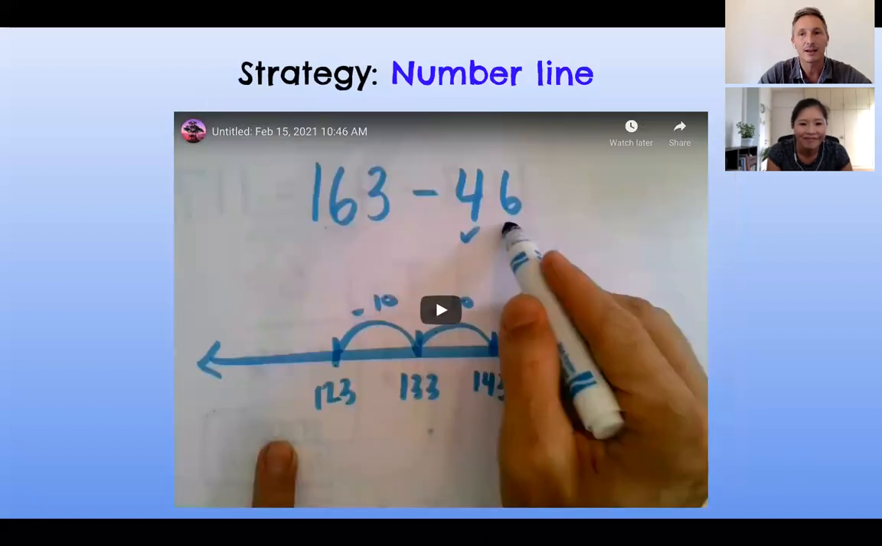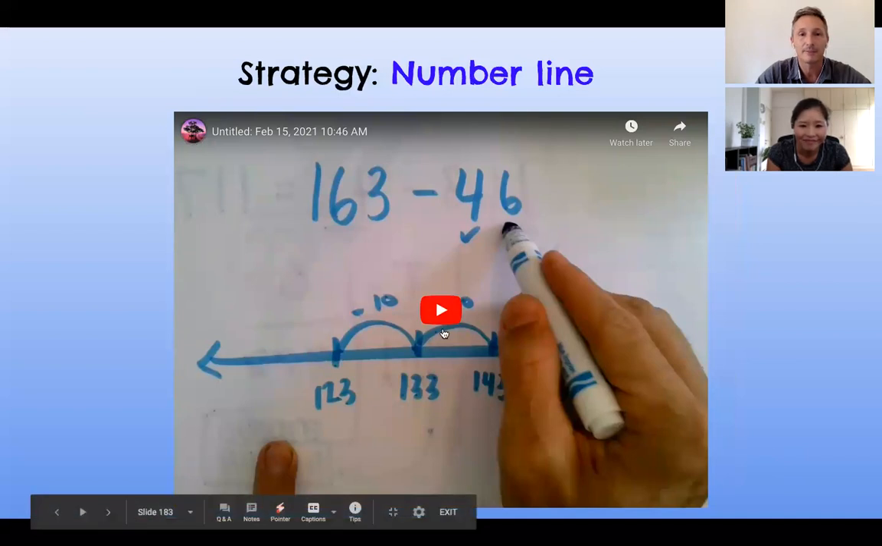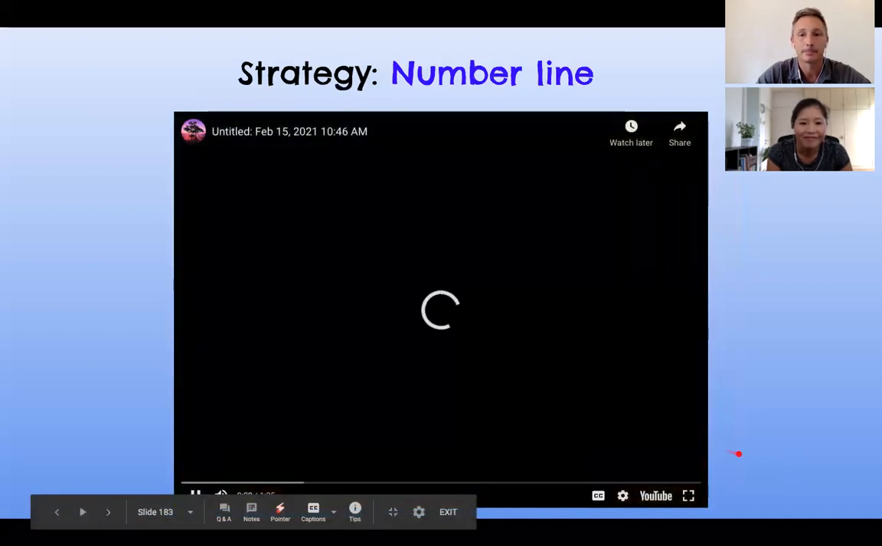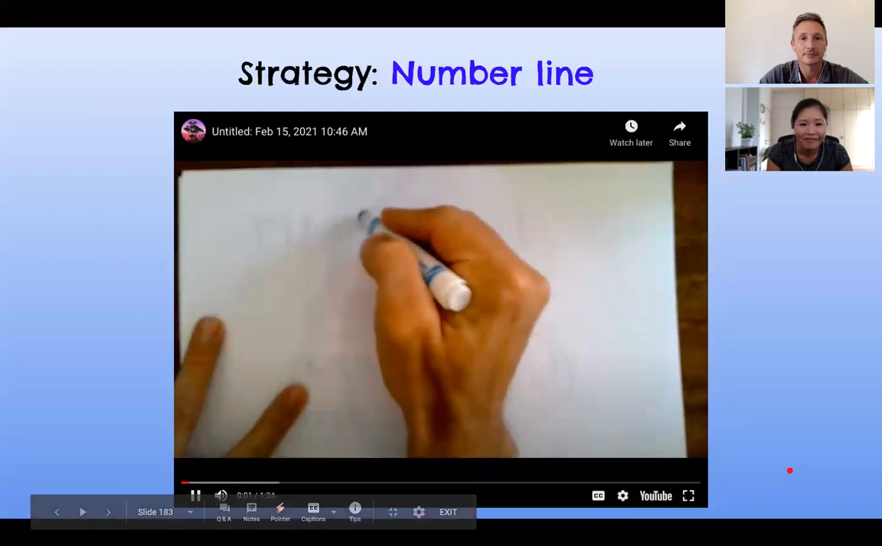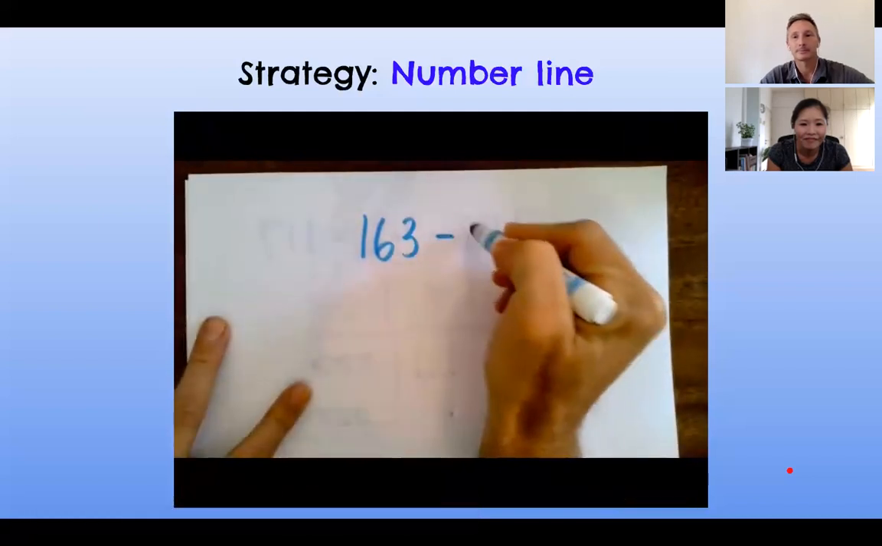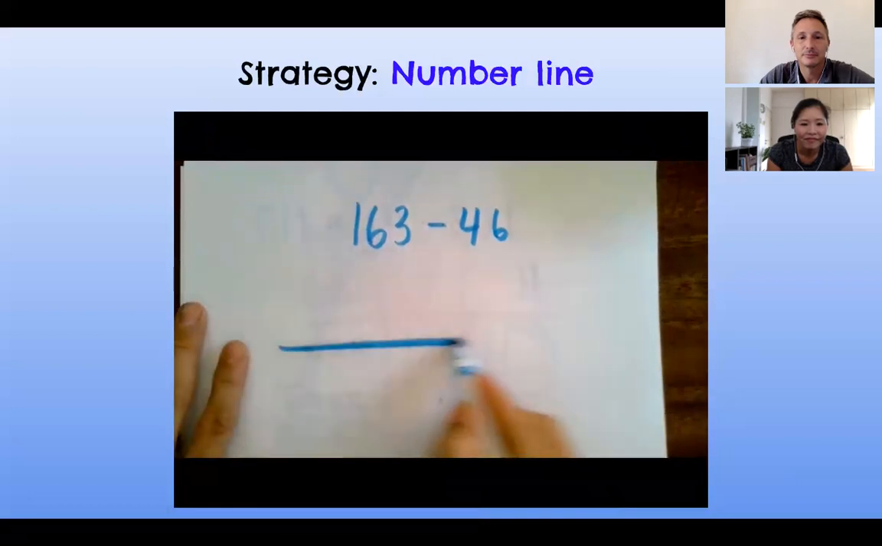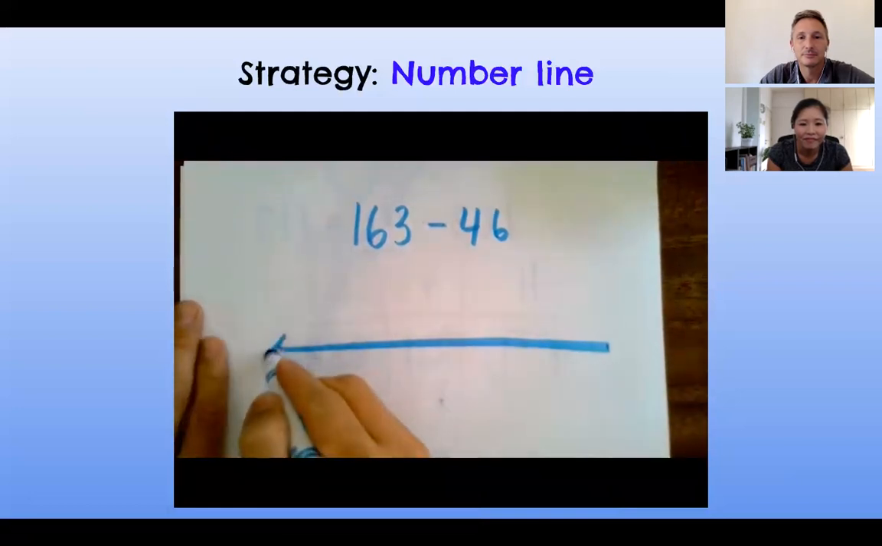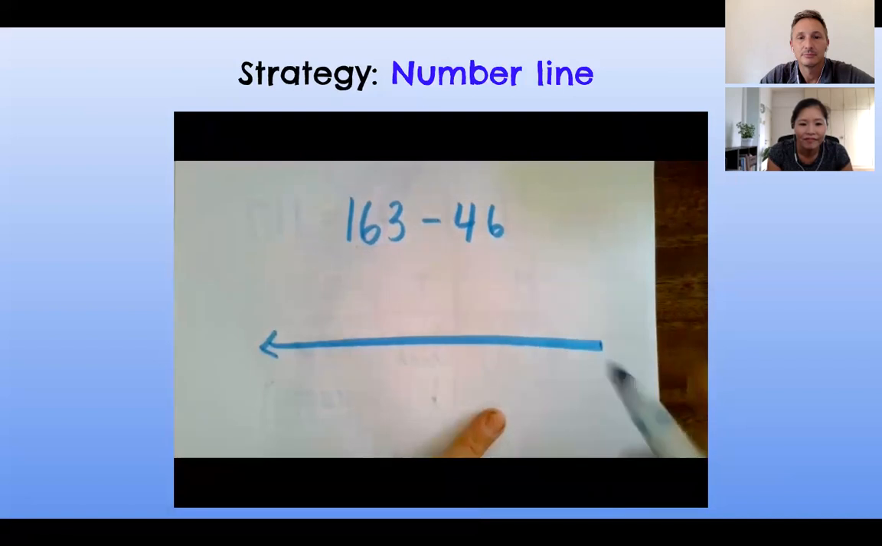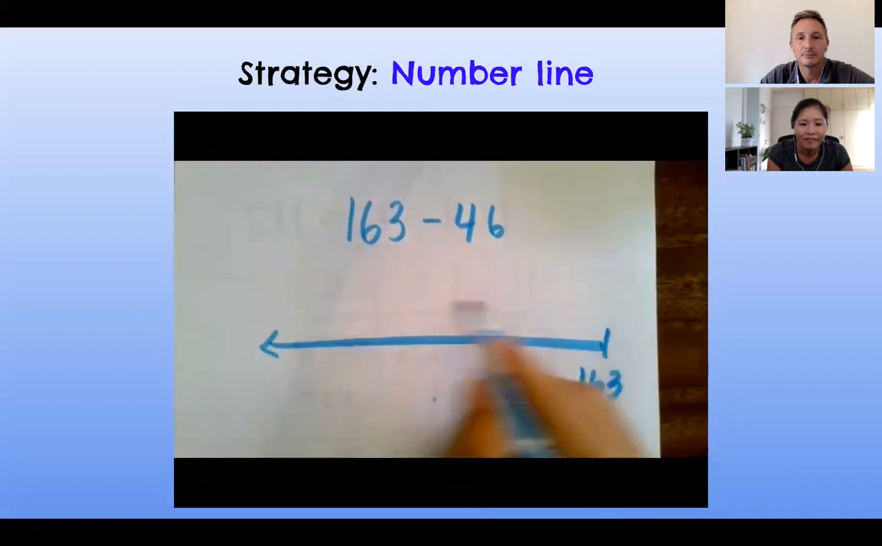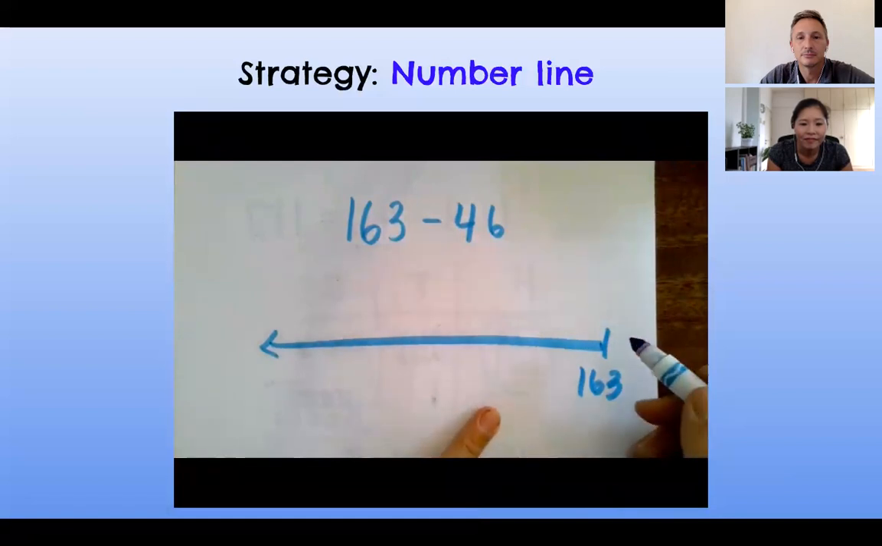And now we're going to look at solving this problem on a number line. Okay, here we're subtracting 163 minus 46. We're going to show this on a number line. So with our number line, we're going to be counting backwards. We're starting here at 163, and we're going to be counting back 46 from 163.